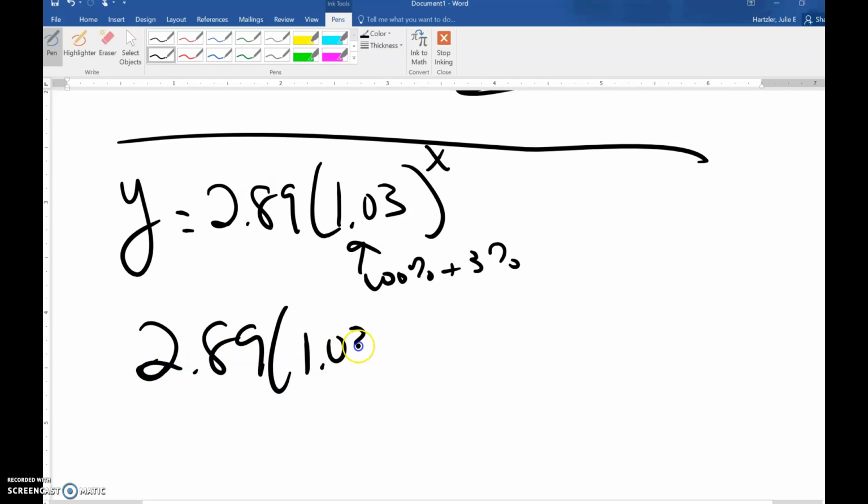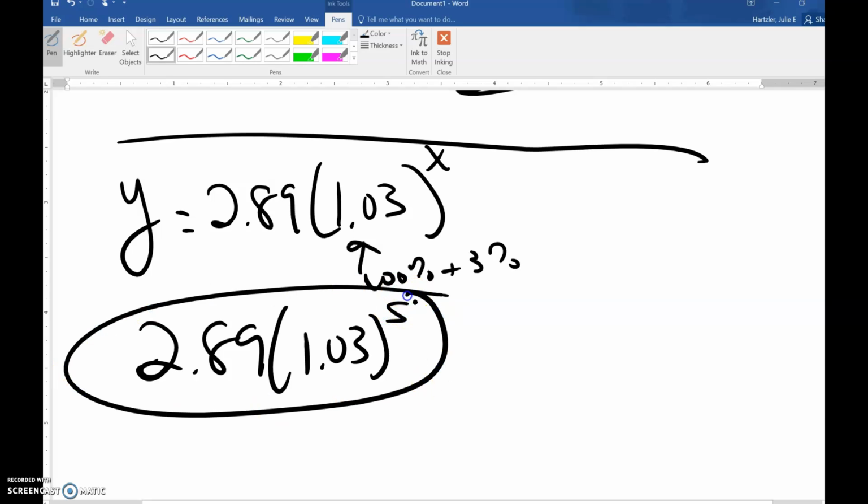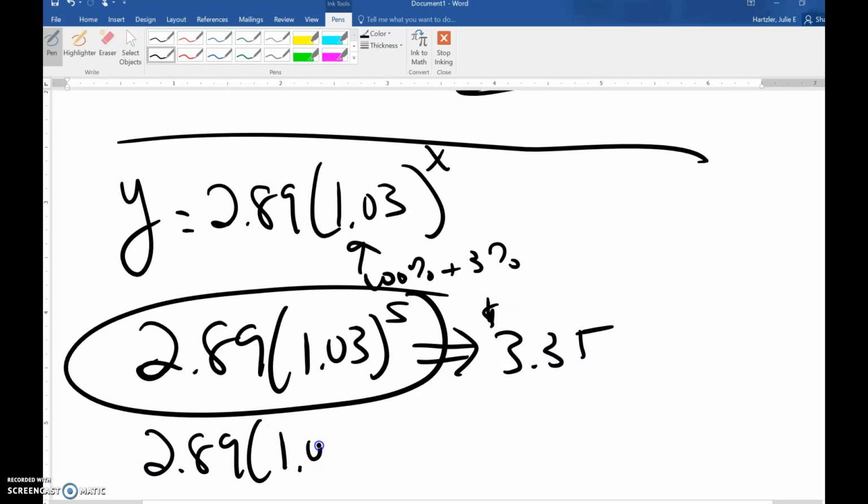So how much is it going to be worth in 5 years? So you could keep multiplying and adding, all that good stuff, or just use your formula. That's why we make them. And so we get, what, $3.35. The next question says, okay, when is the output going to be, how much money is it? When is it going to be $3.66?